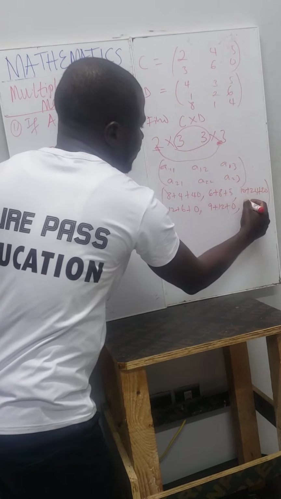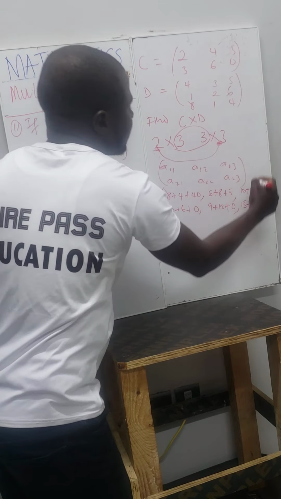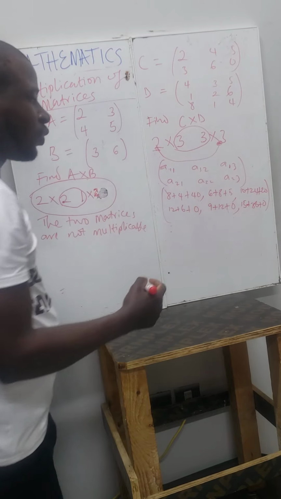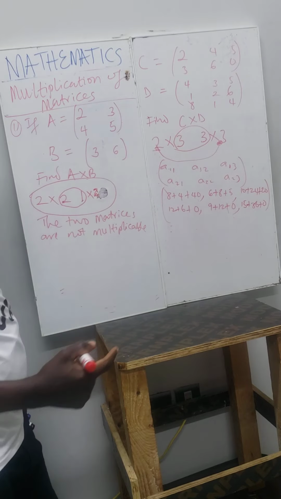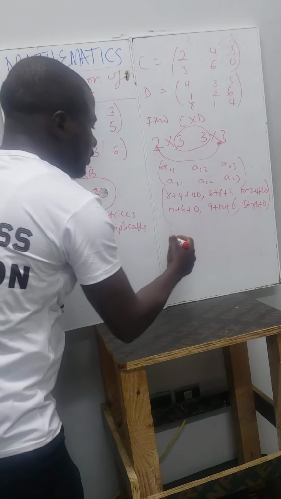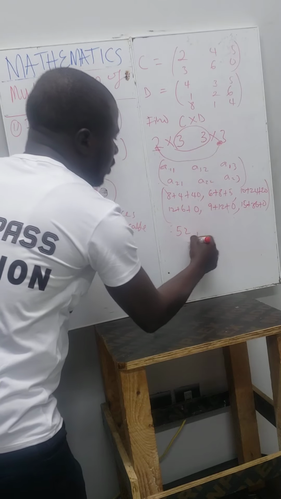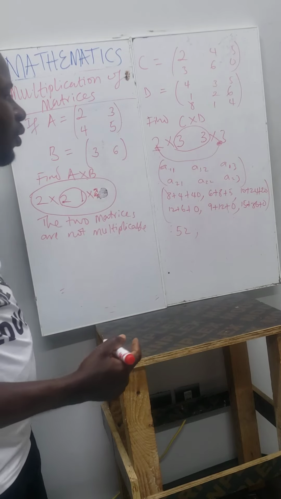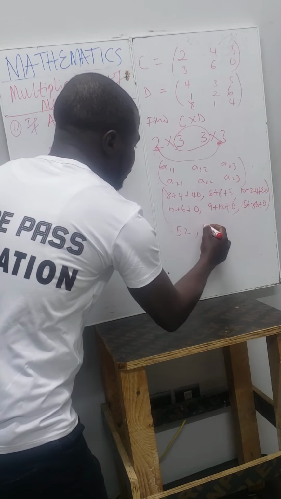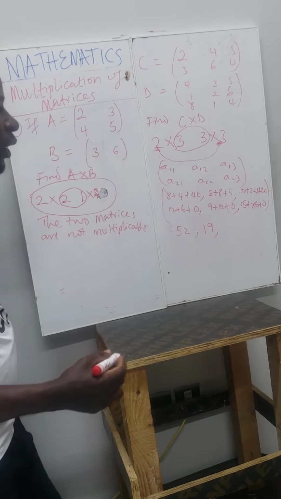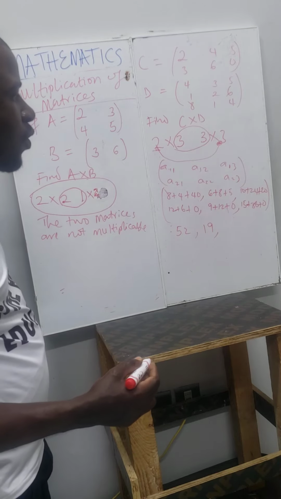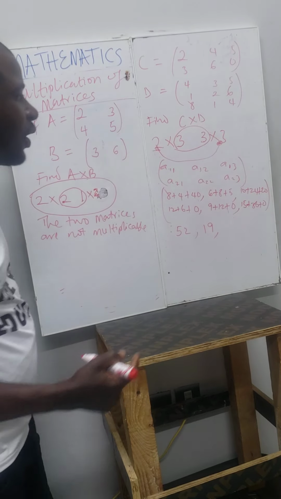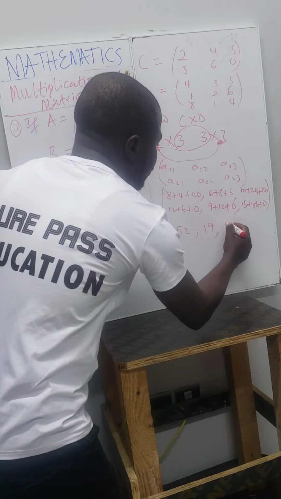3 multiplied by 5 is 15, plus 6 multiplied by 6 is 36, plus 0 multiplied by 4 is 0. Do you understand? 8 plus 4, that is 12. Then 12 plus 40 is 52, comma. 6 plus 8 is 14. Then 14 plus 5 is 19. 10 plus 24, that is 34. Then 34 plus 20, that is 54.